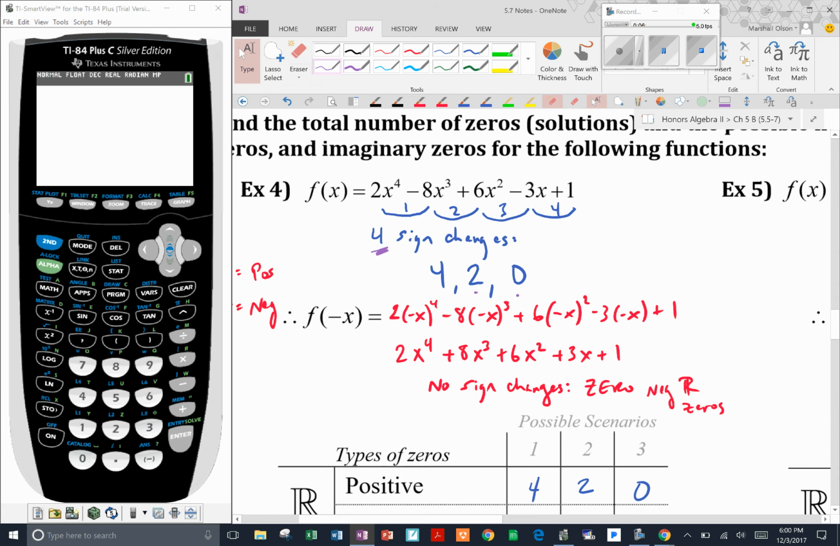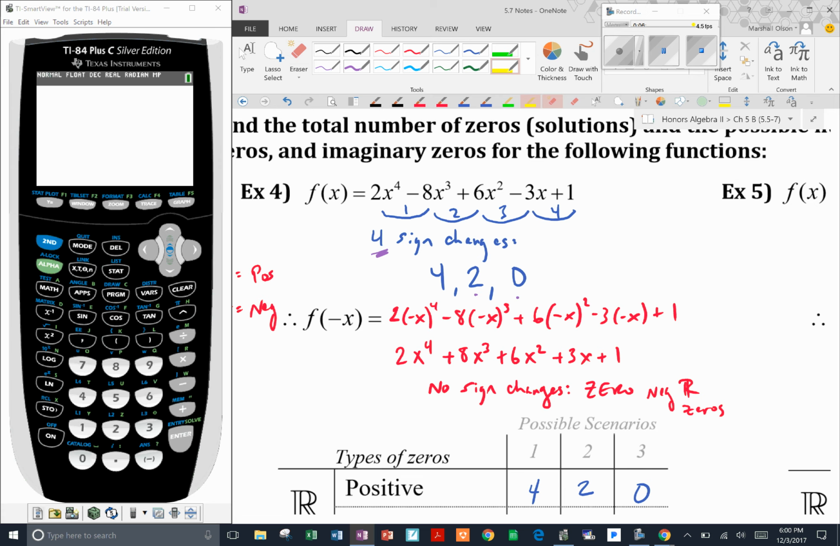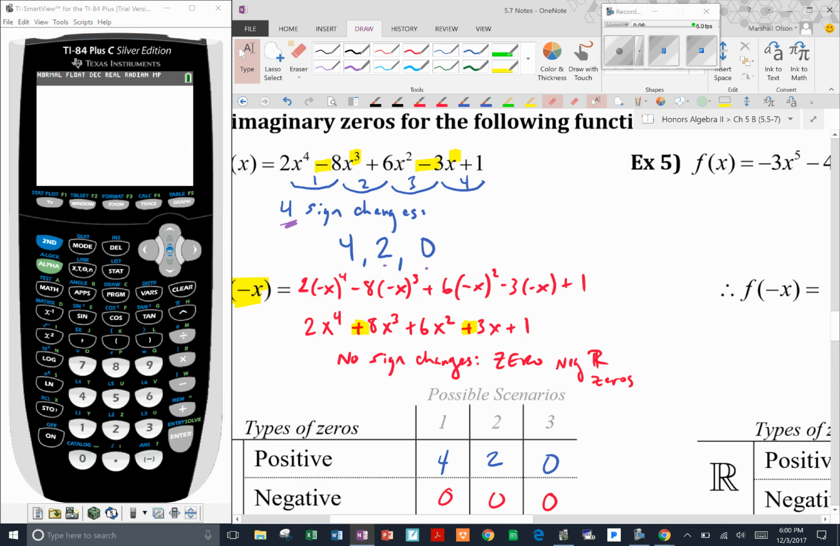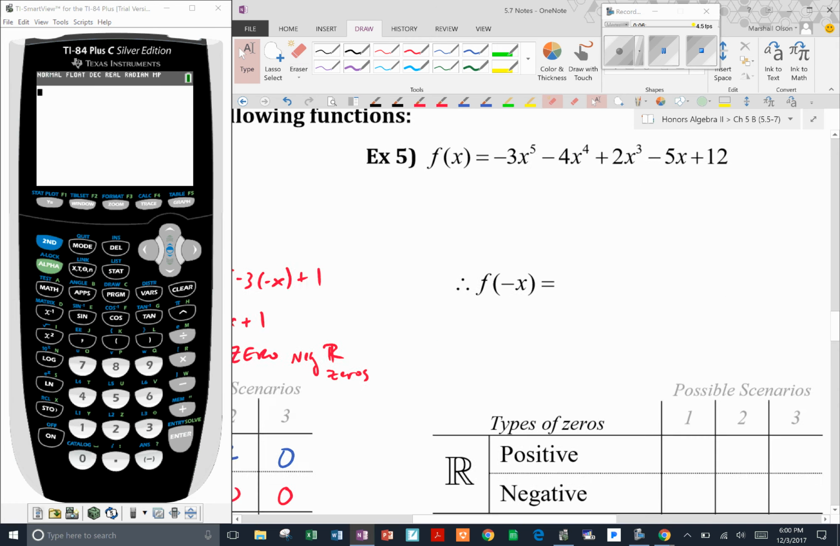Before we move on to the next example, I just want to point something out here that's going to make things go a little bit faster. In order to come up with this f of negative x function a little bit more quickly, notice that the only terms that changed signs had odd exponents, the 3 and the 1. That went from a negative to a positive, and this one went from a negative to a positive as well. All the even degree terms stayed the sign that they were, and it doesn't matter if they're positive or negative to begin with, they'll be that same sign in the second function, f of negative x. So we're going to use that in this next one.